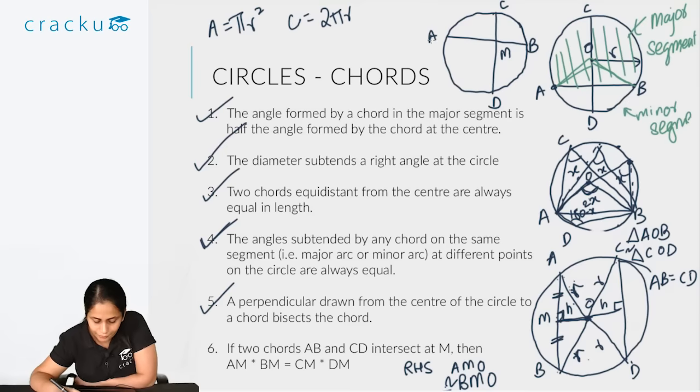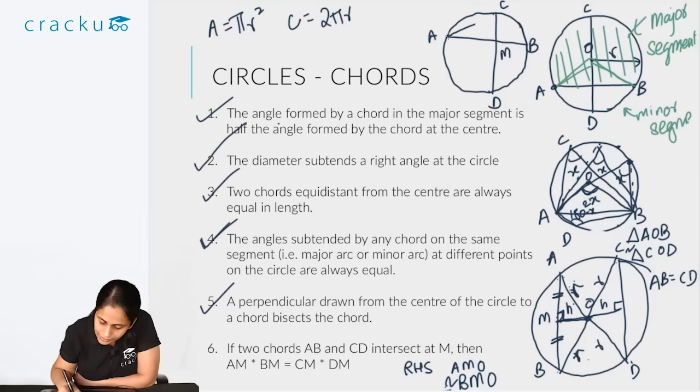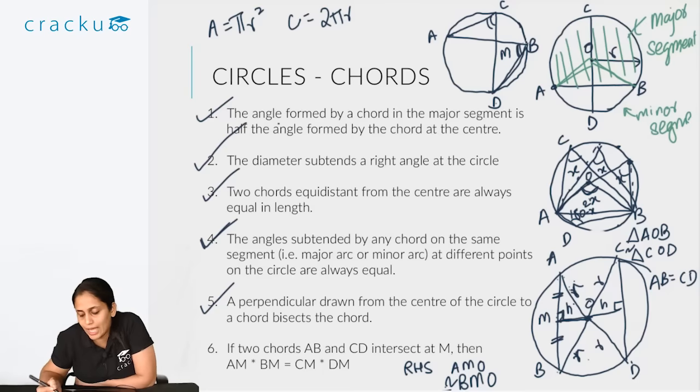Now, if you take the first concept that the angle subtended by a chord is the same in the same segment of the circle, then if the chord is AD, I'll just join these two lines as such. This angle will be equal to this angle, because these two angles are essentially angles subtended by the chord AD. Similarly, if I consider the chord BC, this angle will be equal to this angle, because both are angles subtended by the chord BC in the same segment. And this angle will be equal to this angle because they are opposite angles.